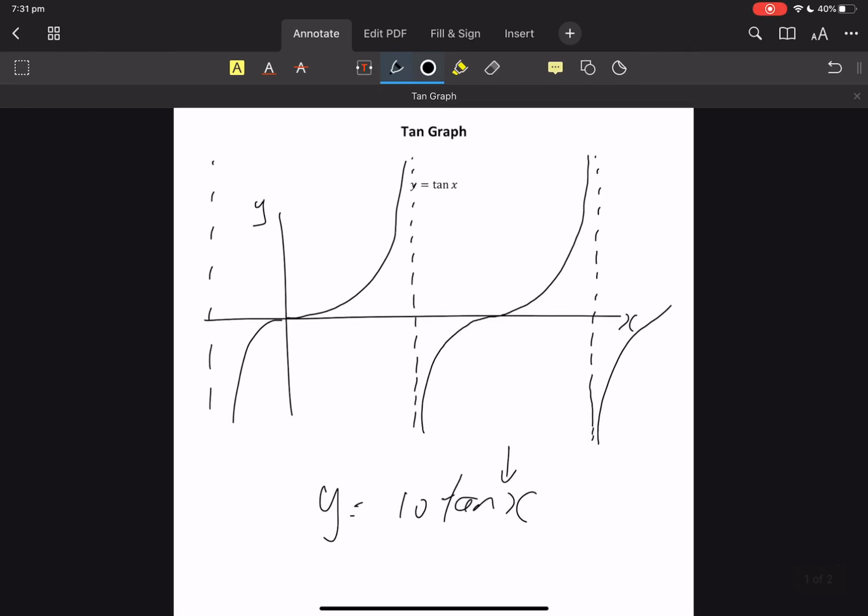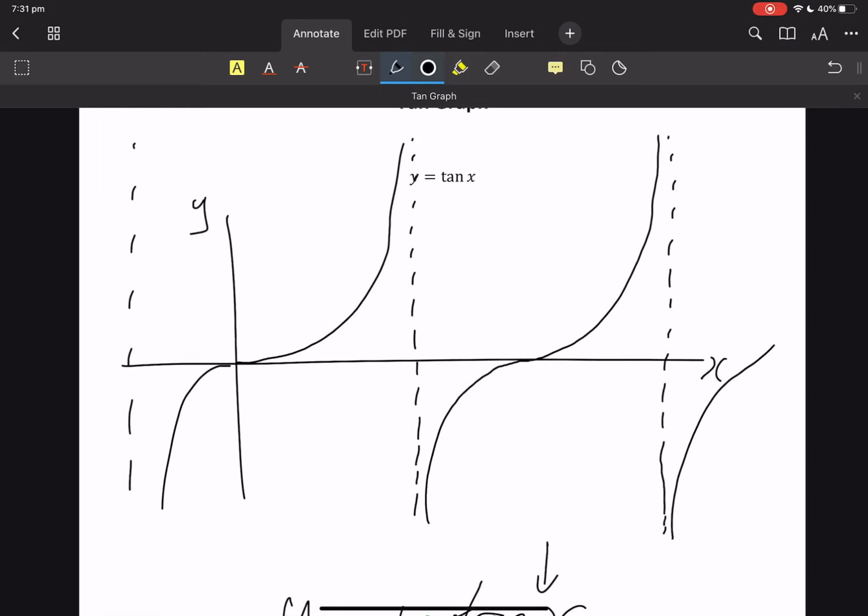Okay, that'll do on tan x. Please jump into Desmos and have a play, or use a table of values.